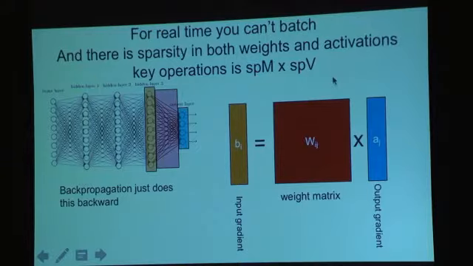The irregularity on the vector side is actually dynamic. I get a different set of non-zeros in the vector every image, and the irregularity on the matrix side is static. Once I've pruned the fully connected layer, the non-zeros in the matrix remain, the zeros remain zeros, the non-zeros remain where they are. So that's for the fully connected layers of a network.